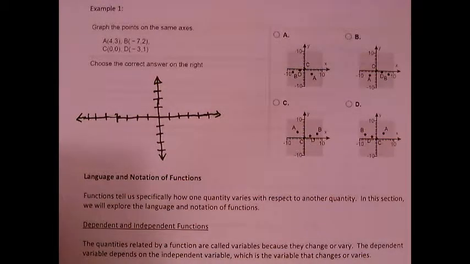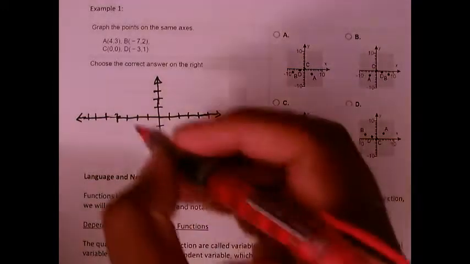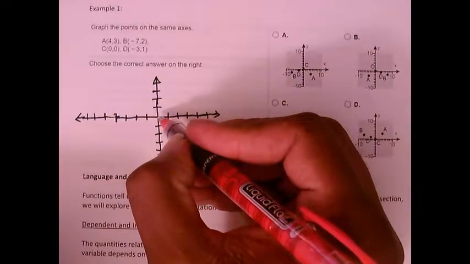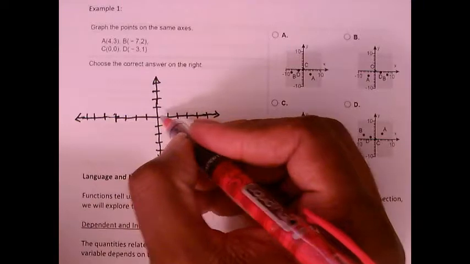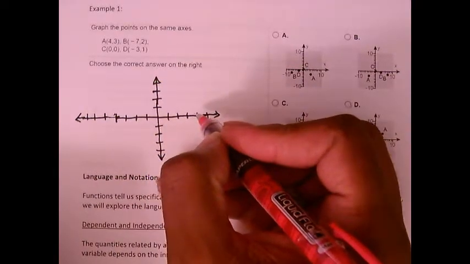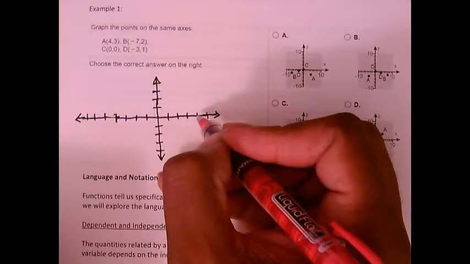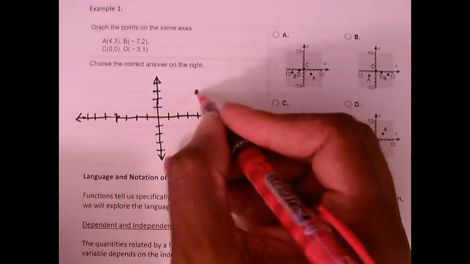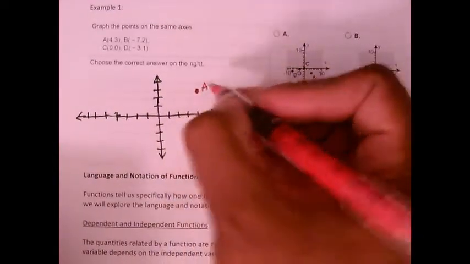Now point A has the coordinates (4, 3). So when we plot the ordered pair (4, 3), what we're going to do here is we start at the origin, which is right here, and then we're going to go to the right 4 because the x-coordinate is 4. So we're going to go to the right 1, 2, 3, 4. The y-coordinate there is 3, so from here we go up 3 and draw the point. And we label that point as point A.